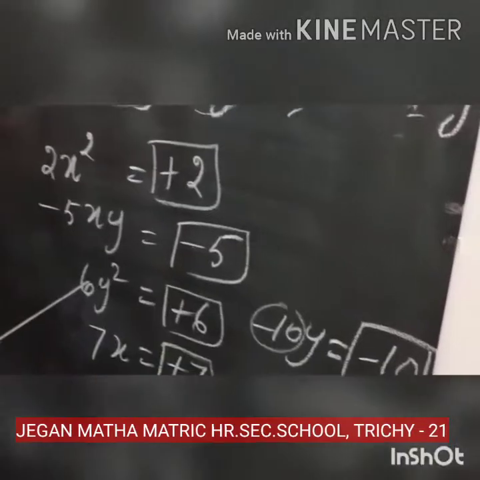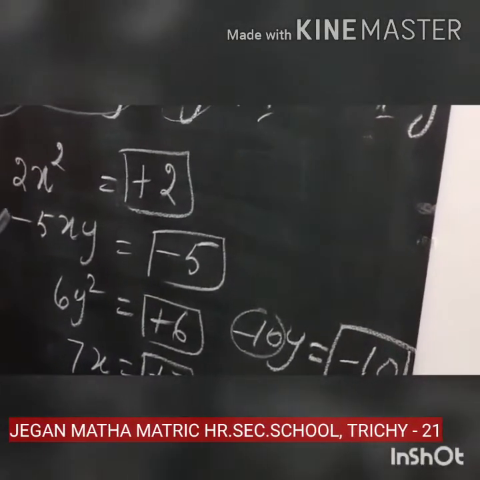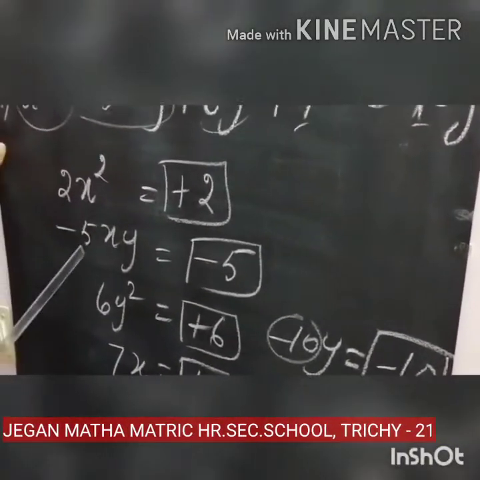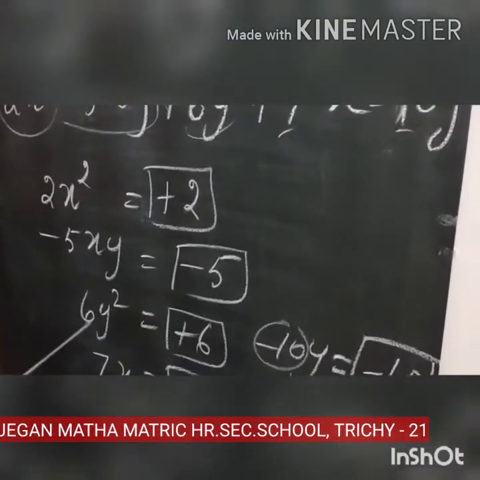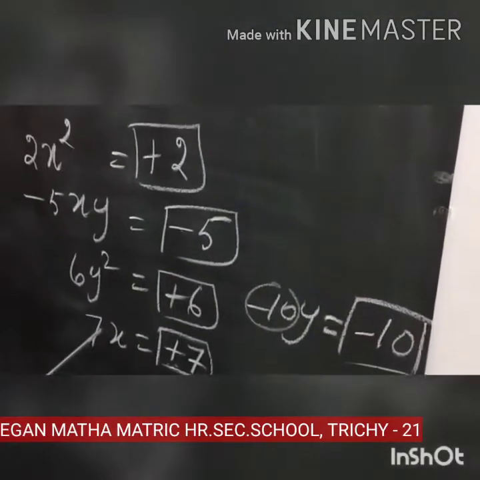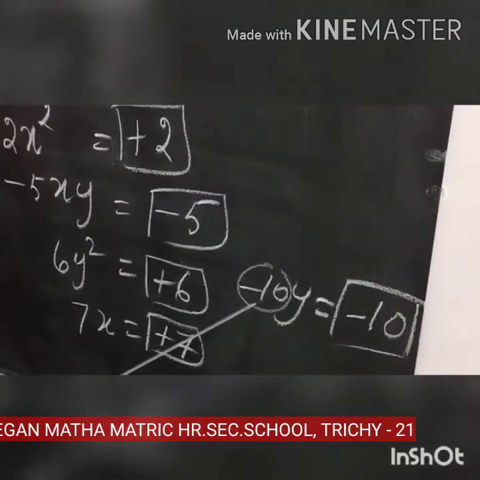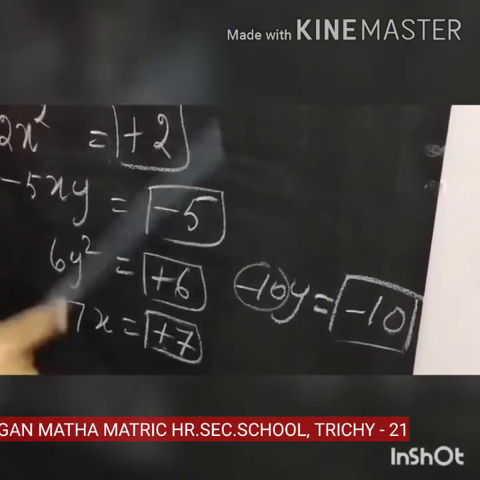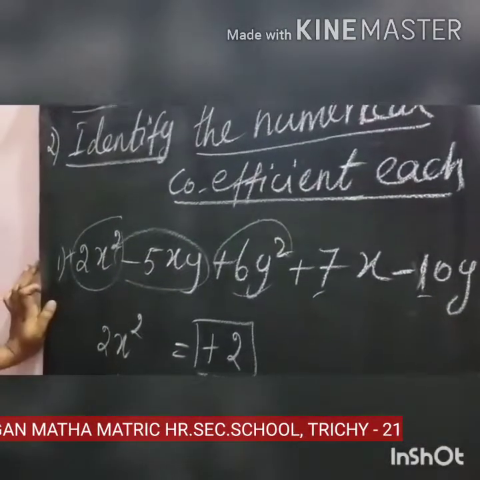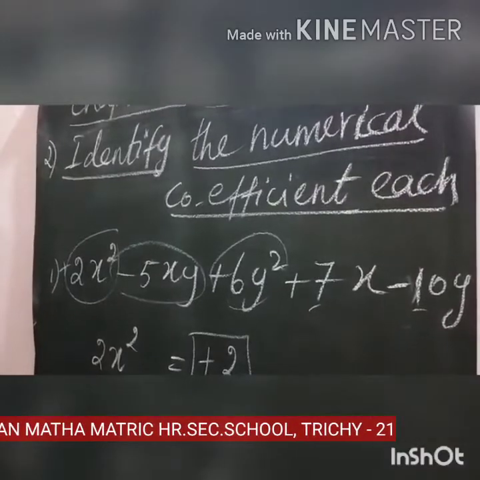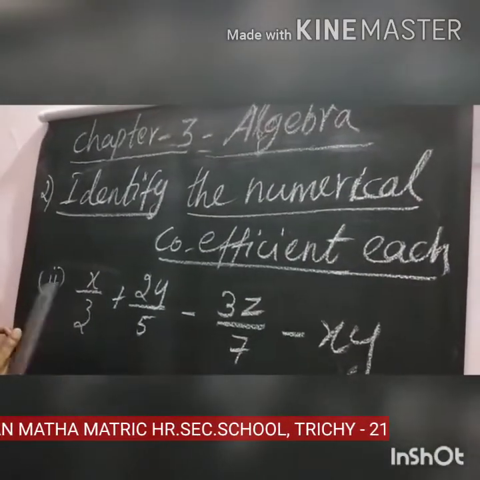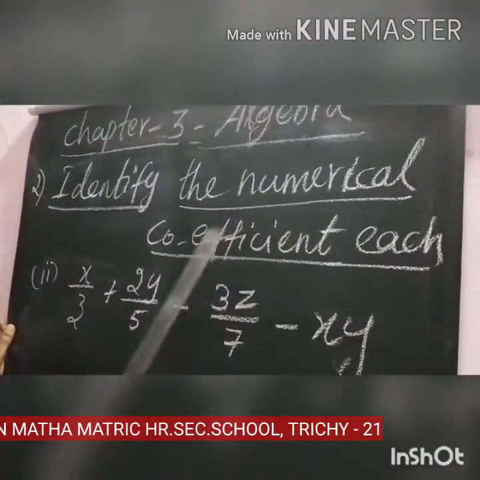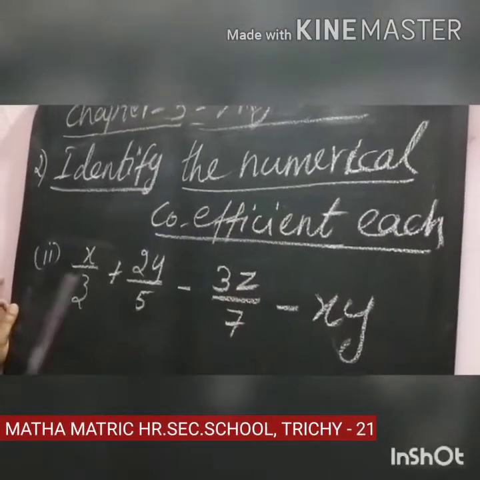Okay. In between the variables, what is the number there? You see the number with the sign. So 6y squared equals plus 6. 7x, plus 7. Here minus 10y. Minus 10 is the numerical coefficient. Is it clear? See the second sum, the same method. Identify the numerical coefficient, same heading only.